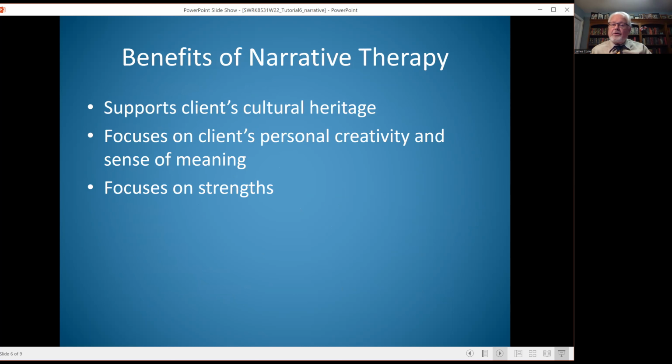The benefits of narrative therapy is it supports a client's cultural heritage because that's part of how those stories are made. And so it can fit very well with the social justice and the oppressed issues that social workers often deal with. It focuses on the client's personal creativity and sense of meaning, and it focuses on client strengths.